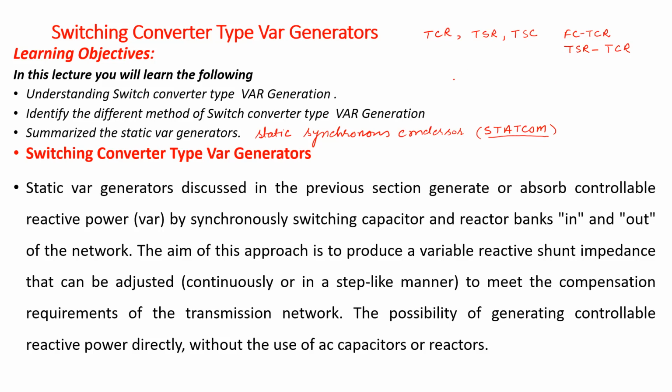And it is possible to supply controllable VAR or controllable reactive power, either absorption or generation. When we call it VAR generation, it means that we are delivering reactive power to the transmission line, and that is done by a capacitor. Whereas for absorption, that is, reactive power absorption, a reactor is connected and used for that purpose.